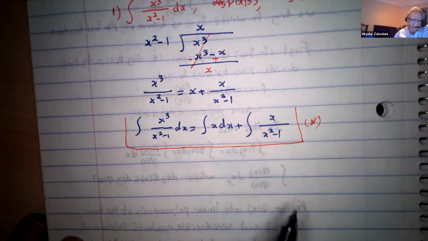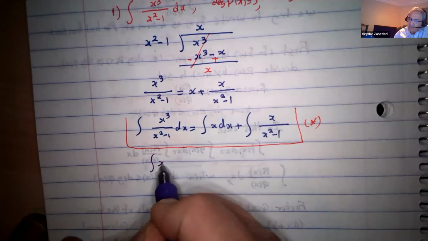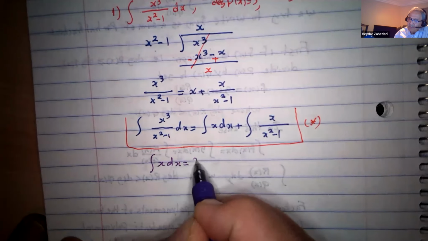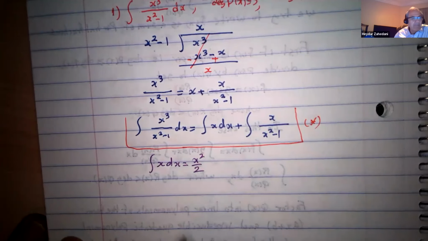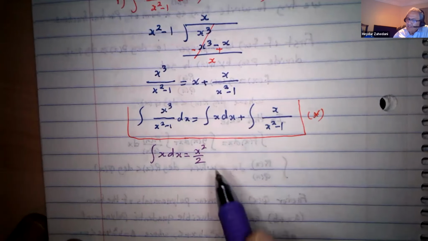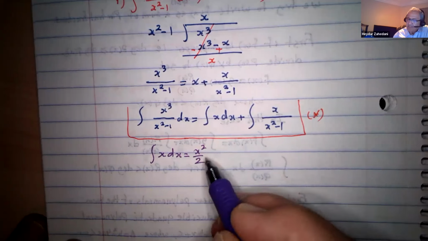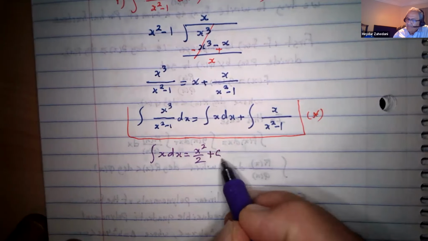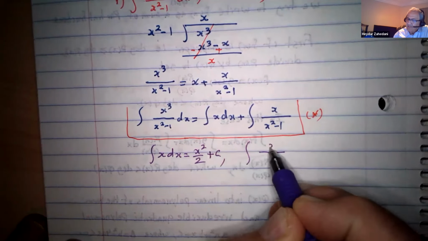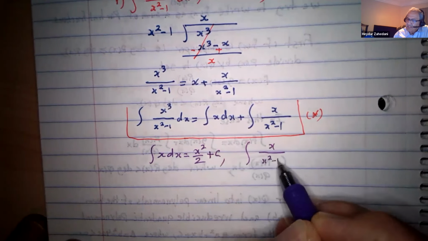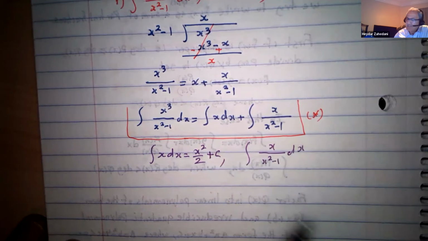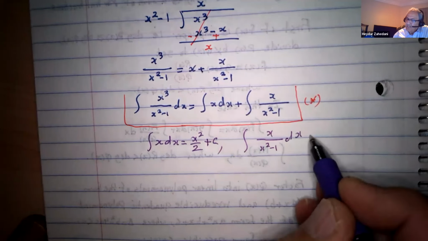So this part is easy. The integral of x dx is what? Just x squared over 2, plus c, it doesn't matter. So we have to find the other integral, the integral of x over x squared minus 1. So that would be the question.